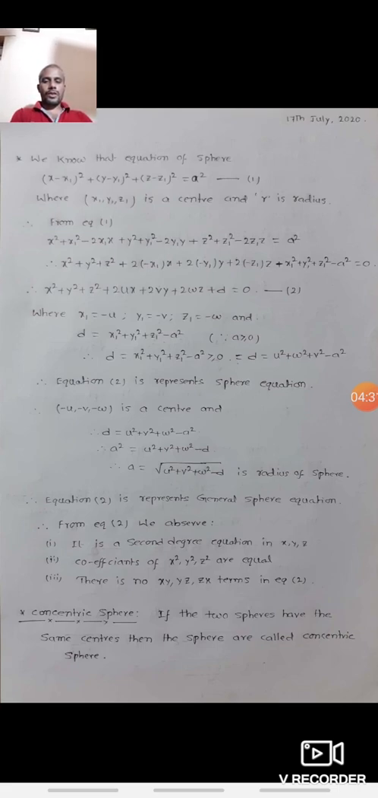Now we discuss another definition: concentric spheres. Concentric spheres means if any two spheres have the same center, then the spheres are called concentric spheres.